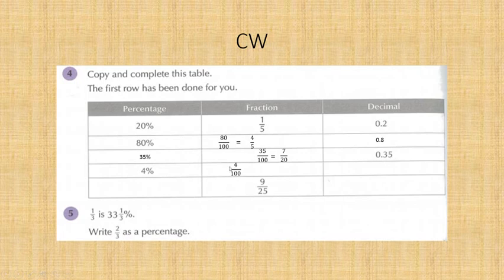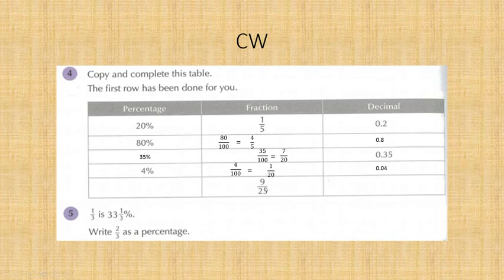And here it's 4%. I need to change it into a fraction, so it's going to be 4 over 100. And when you divide by 4 up and down, it's going to be equal to 1 over 25. I'm sorry, it's 25. Okay, the decimal form is going to be 0.04.